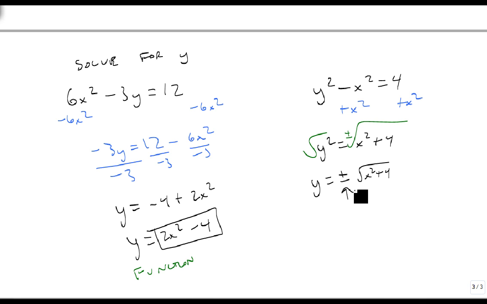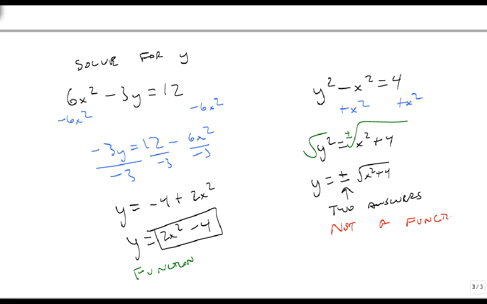And right here, this says that for a given x, when I square it, add 4 to it, and then take the square root of it, I'll get a positive version of that and a negative version of that. That's 2 answers. That doesn't work. We're not happy with that at all. So we come back and we say, this is not a function.